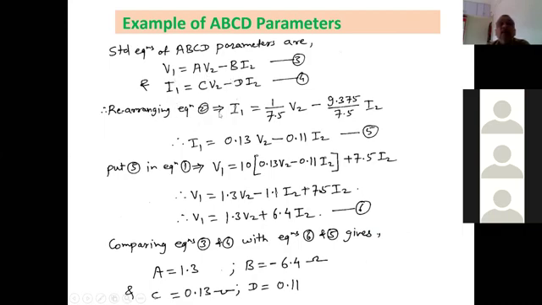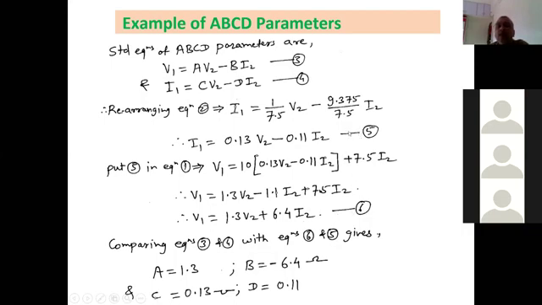Then rearranging equation number 2, I1 is equal to 0.13 into V2 minus 0.11 I2. This is equation number 5. Substitute equation number 5, the value of I1, in equation 1, so that you get V1 is equal to 10 times this value of I1 as substituted from equation 5 plus 7.5 I2. Then simplify this equation so that you club all the terms of V2 together and I2 together, and rearrange it so that V1 is a function of V2 and minus of I2. So here we got V1 is equal to 1.3 V2 plus 6.4 I2. Let us say this is equation number 6.